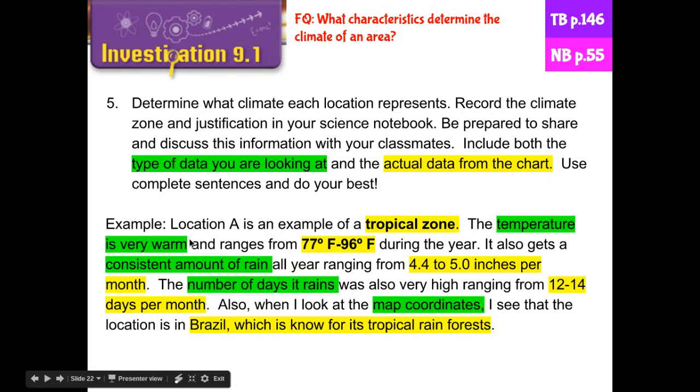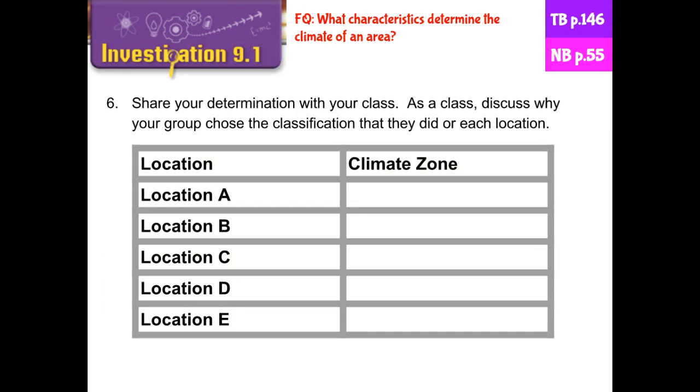So an example would be, location A is an example of a tropical zone that's using actual data. You can see all the yellow is the actual data you're referencing, and then the green is highlighted, that's the data that you were looking at. So the temperature, that's the data, that's the information you were looking at, and then the actual data would be 77 to 96 degrees Fahrenheit. So things to look at. We'll be talking about this in the class.